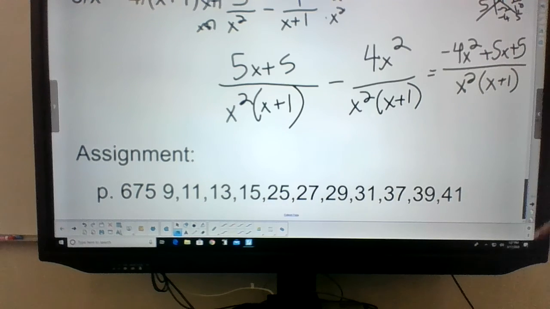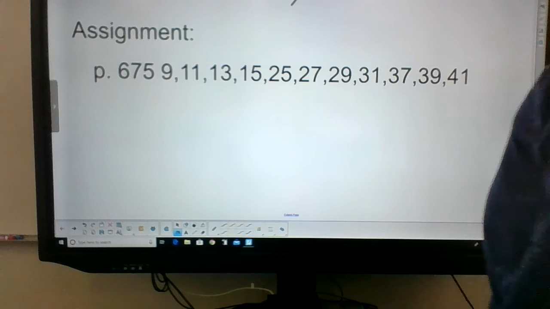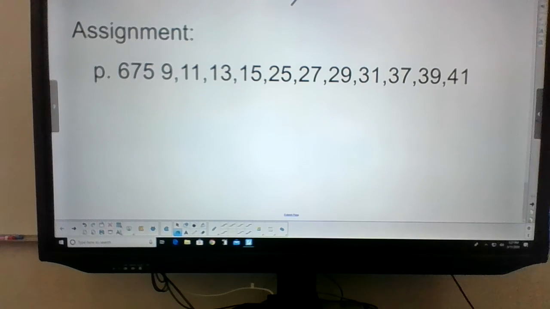So here we go. I'll bump this up. Here's our assignment for this section. Again, page 675, 9 through 41 here. Do a couple of those, make sure that you have a good understanding of what is going on in this section.